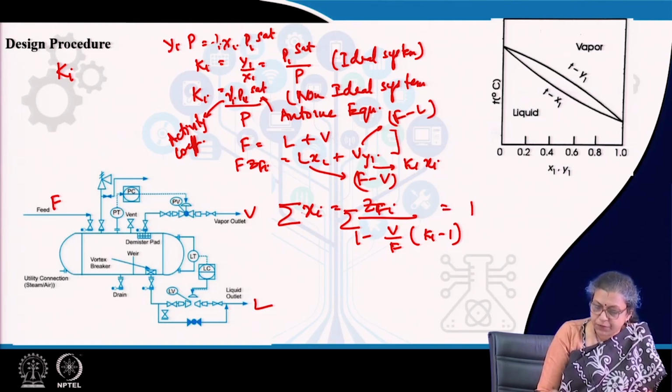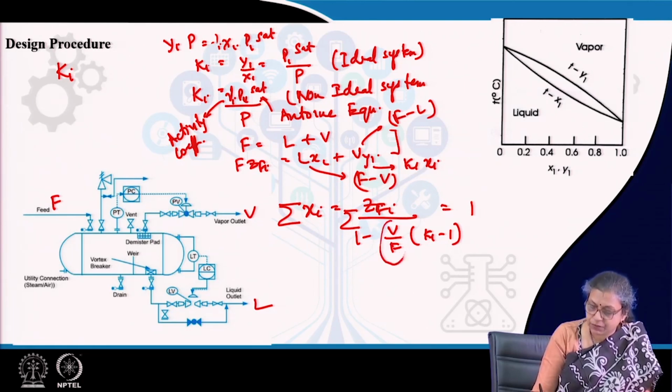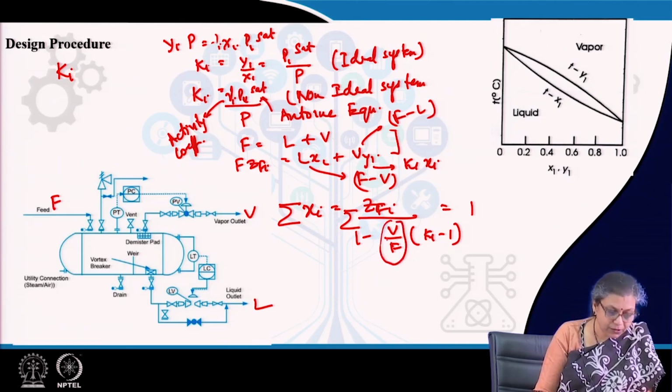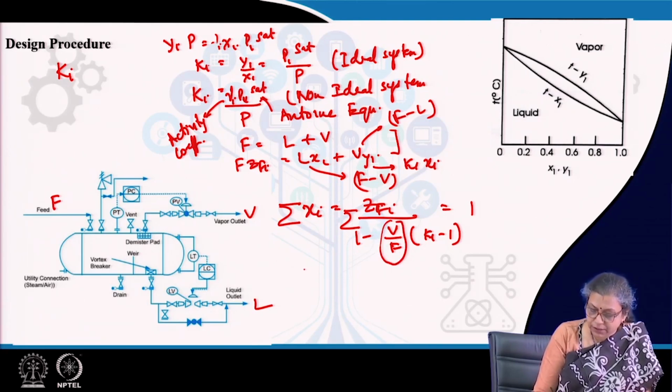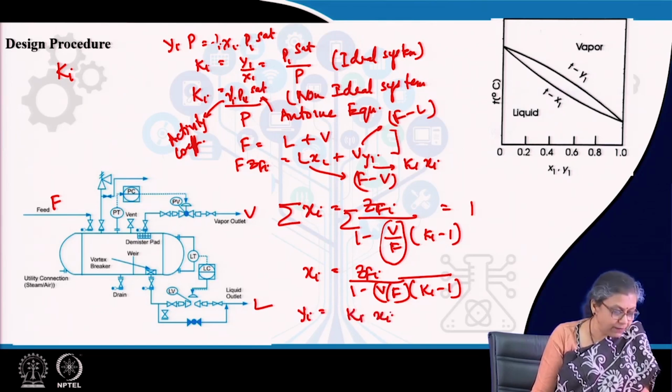So, therefore, if we can write down this equation for each case, then from this particular equation we know everything except V by F. So, from this equation we can find out V by F, and once we can find out V by F, then for each particular V by F we can find out Xi, just the way I had written. For each particular V by F, Xi can be obtained from this equation. Once we can find out Xi, we can find out Yi as Ki Xi, right.